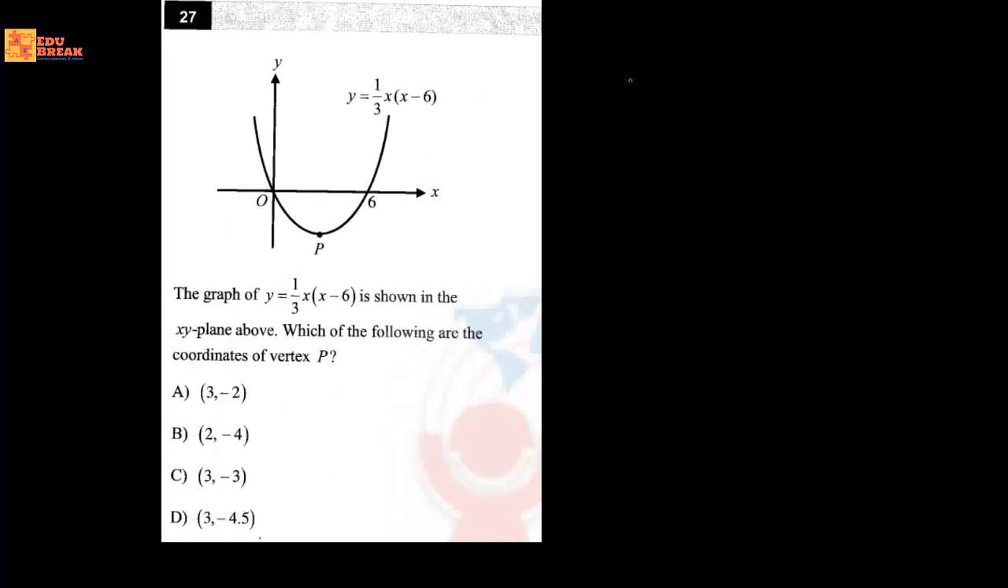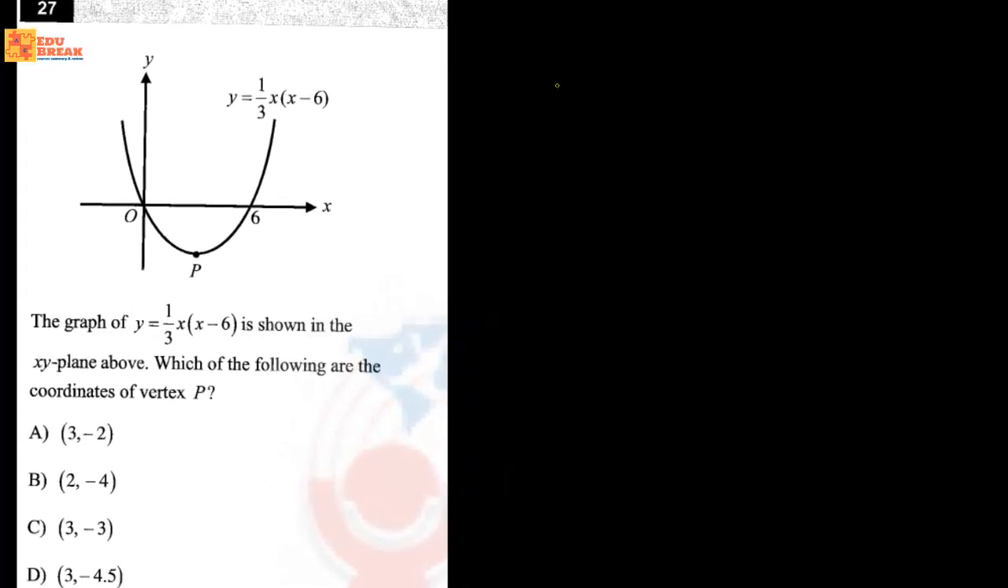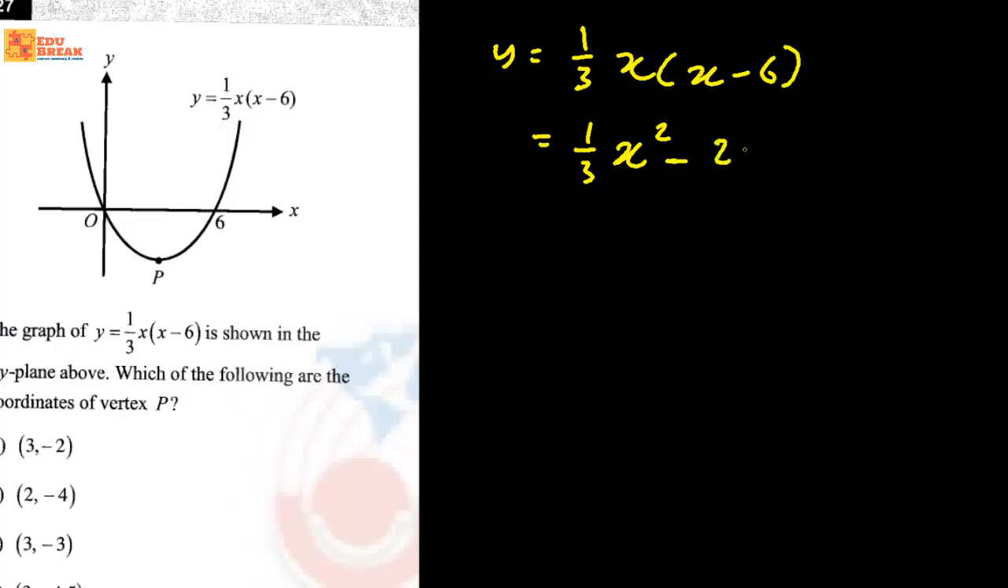Question 27. The graph of y equals a third x times (x minus 6) is shown in the xy plane above. Which of the following are the coordinates of the vertex? We have a quadratic function, y equals a third x times (x minus 6). So multiply, it will be a third x squared minus 2x.